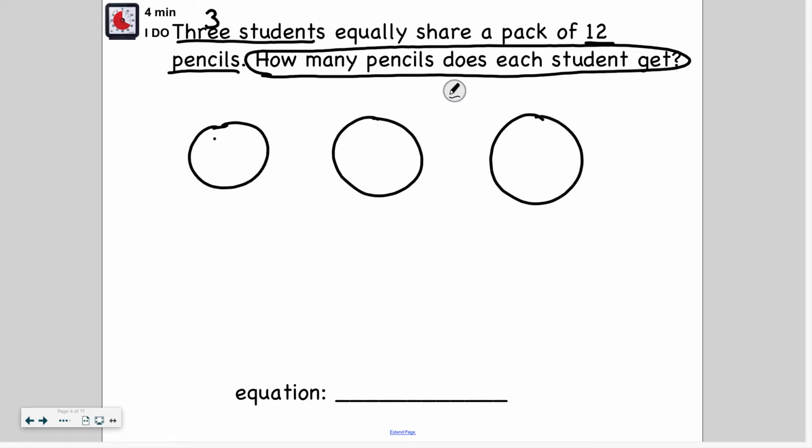So one student gets a pencil, the other student, and the third student. So that's 3 pencils so far, and I'm going to keep going. 4, 5, 6 pencils, 7, 8, 9 pencils, 10, 11, 12 pencils. So I see that each student can get 4 pencils. So my answer is each student gets 4 pencils.